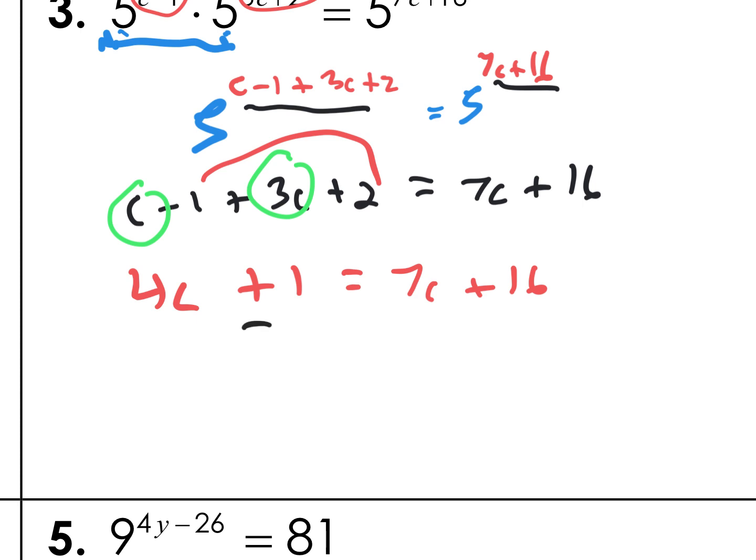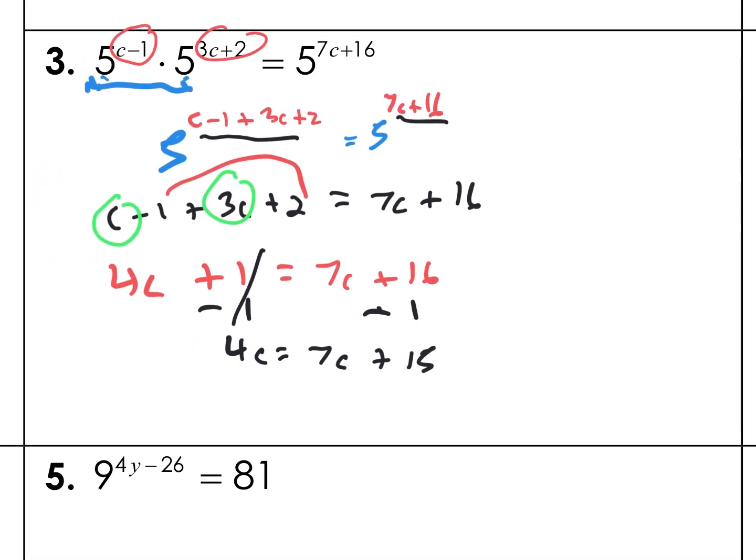I heard a female voice back there somewhere. Minus 1. No, it was over there. Was not. I'm old, but not that old. So that leaves me 4c equals to 7c plus 15. Don't forget to use plus 15. Older than dirt. Like 54? I wish. Oh, 60? Boy, to be 54 again. You're making me dream. All right, come on, I got to keep going.